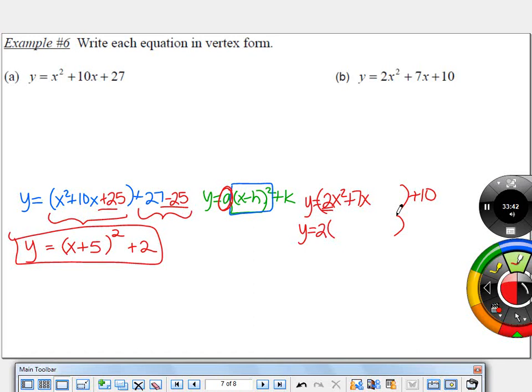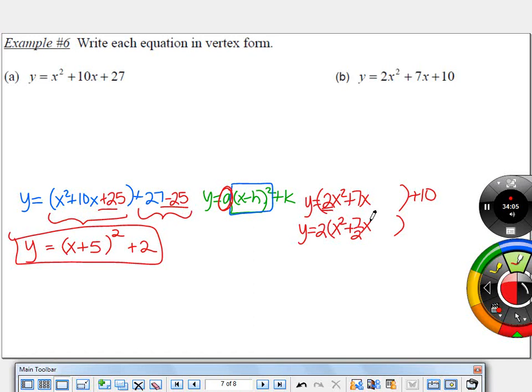So I had 2x squared. If I factor 2 out, 2x squared divided by 2 leaves me with x squared. I had 7x, and I'm factoring 2 out. That means take 7x, divide it by 2, and write down what you would have left, which means I would have 7 over 2x.